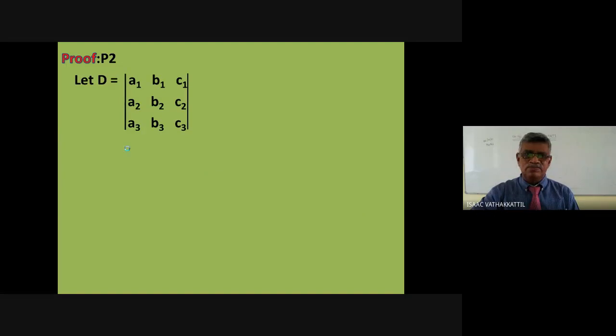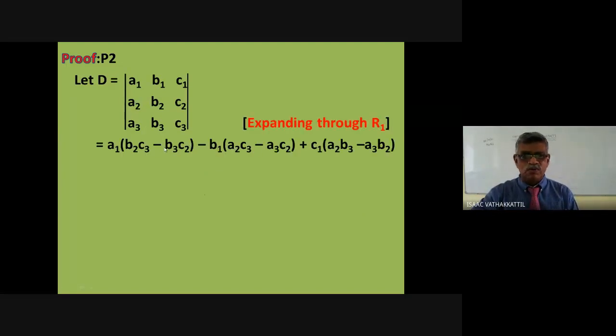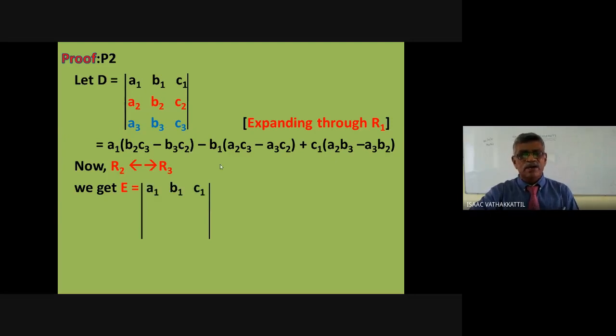Well, the proof I can do very fast. Suppose I have a determinant, you know the value, expanding through R1: A1 into B2, C3 minus and so on. Now, I am going to do the operation R2 interchange with R3. Second row and third row I interchange. What happens? A1, B1, C1 as it is. A3, B3, C3 will be the second row, and A2, B2, C2 goes to the third row.